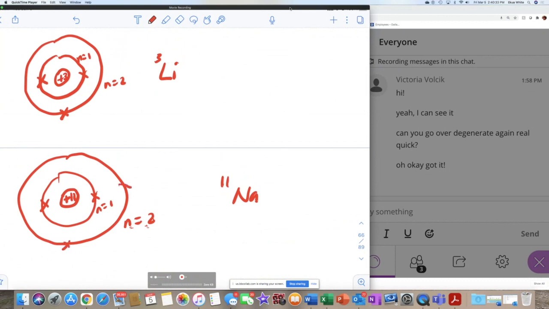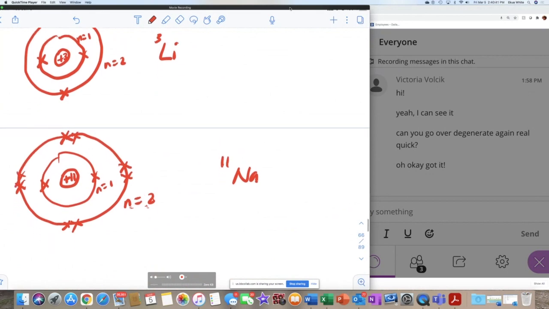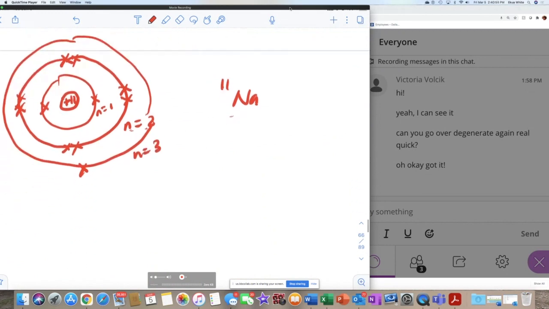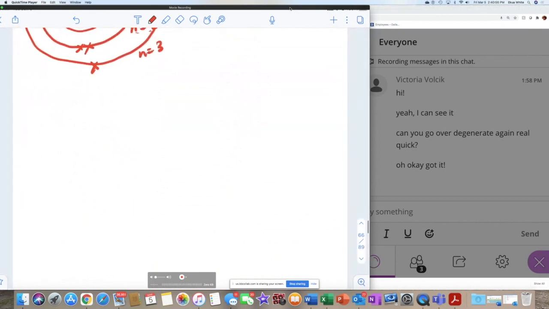So 8 are on the second energy level. 4, 5, 6. Wait, this is 8. And then that makes 10. I have 1 electron on energy level 3, right? Just 1 electron. And this is energy level 3. So this is my sodium. So I'll go through and label so y'all can see which one is the valence electron.